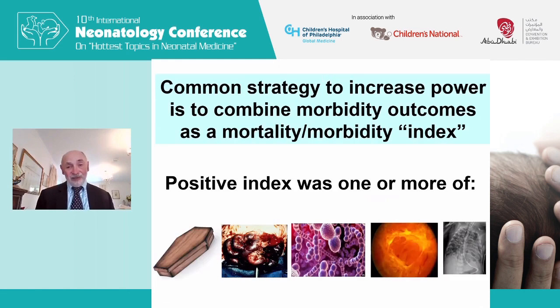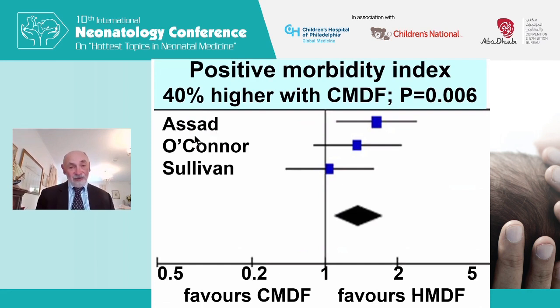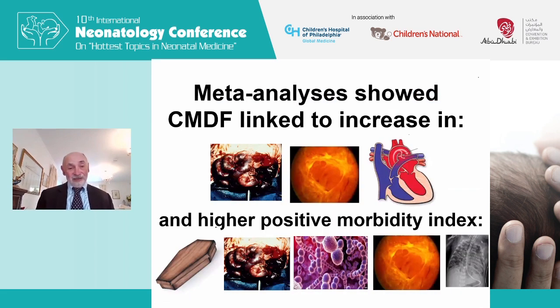Now, a common strategy to increase the power of studies is to combine morbidity outcomes as a mortality morbidity index. And the one we used was the positive index was diagnosed if one or more of the following occurred: death, NEC, sepsis, ROP, or BPD. And when we did an analysis of the morbidity index in the 3 studies, it was 40% higher in the cow's milk derived fortifier group. So our meta-analysis showed that cow's milk derived fortifier was linked to increases in individual outcomes and also to multiple outcomes embedded in a morbidity index.